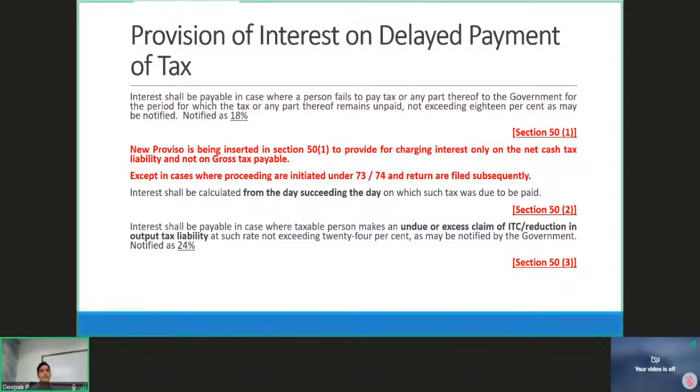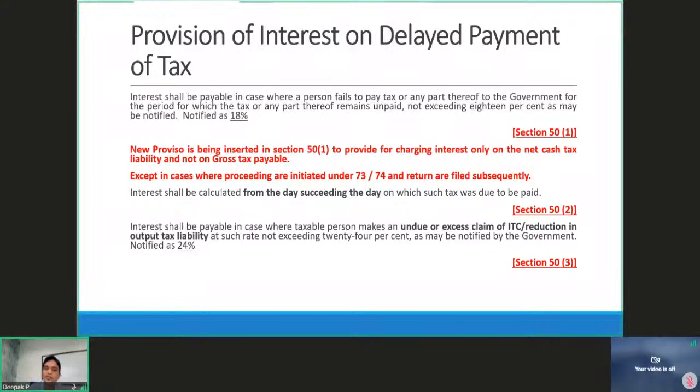Now, interest shall be payable in case a person fails to pay the tax or any part thereof. Part payment also, if I make. Okay, I had a liability of 1 lakh. I paid 50,000 on the 20th. Can I say on the balance 50,000 don't charge me interest? No, not possible. On the balance tax which you have not paid, you have to pay interest. But actually part payment is practically not possible, because if you make part payment, then your GST returns don't get accepted. So you have to pay the taxes fully.